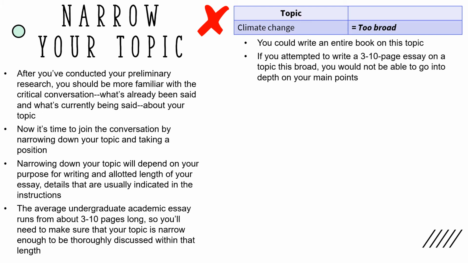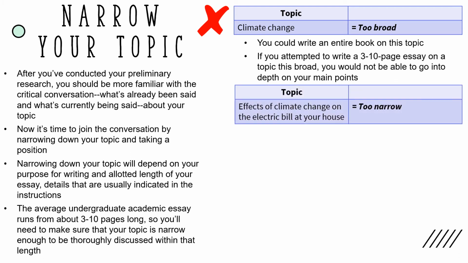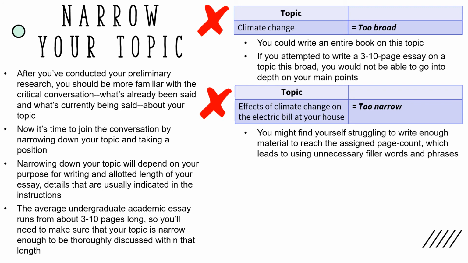On the other hand, it is also possible to narrow down your topic too much. For example, writing about the effects of climate change on the electric bill at your house is too narrow. With this topic, you might find yourself struggling to write enough material to reach the assigned page count, which would become obvious to your reader since you'd be forced to include a lot of unnecessary filler words and phrases, making your essay boring and hard to read.